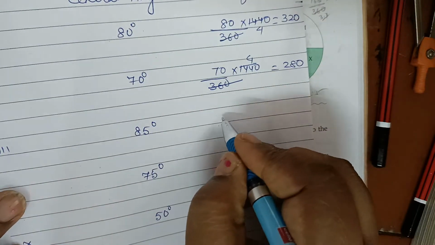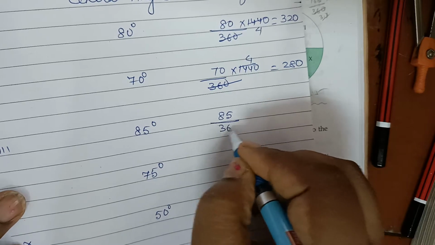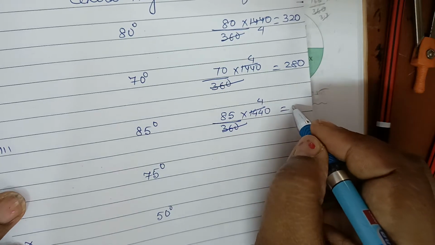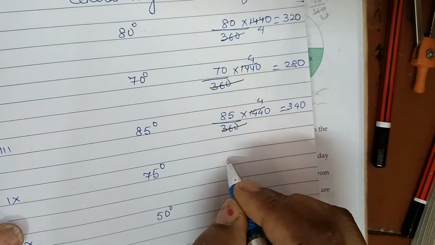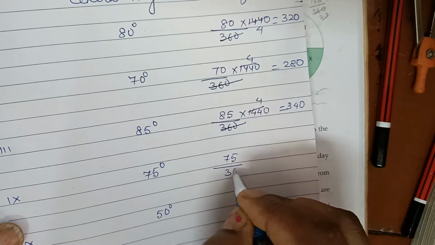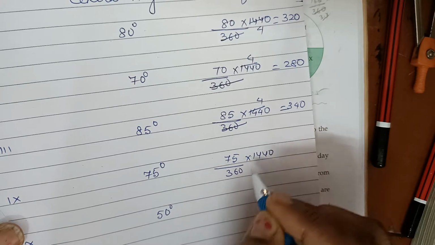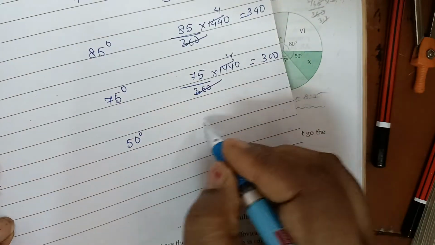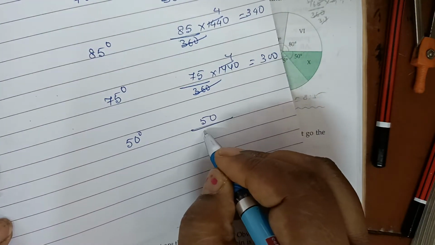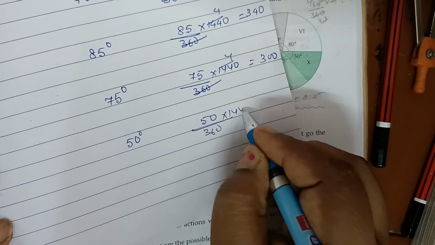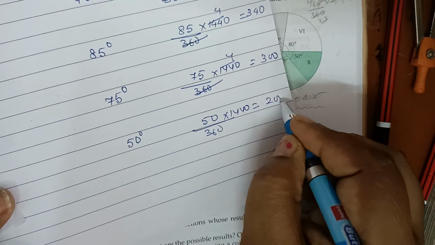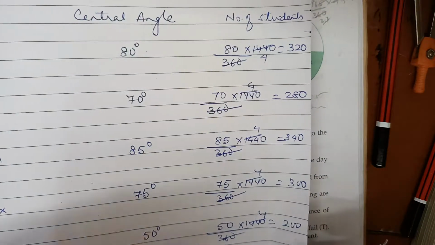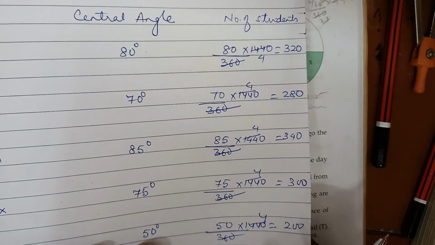In class 8, 85 by 360 into 1440, just multiply, you will get 340. Then 75 by 360 into 1440, again times 4, that is equal to 300, and 50 by 360 into 1440, that is equal to 200. So we have collected all the information about the number of students.